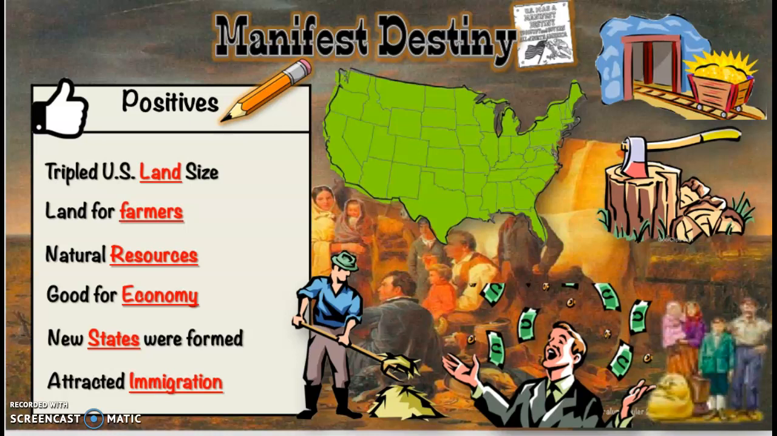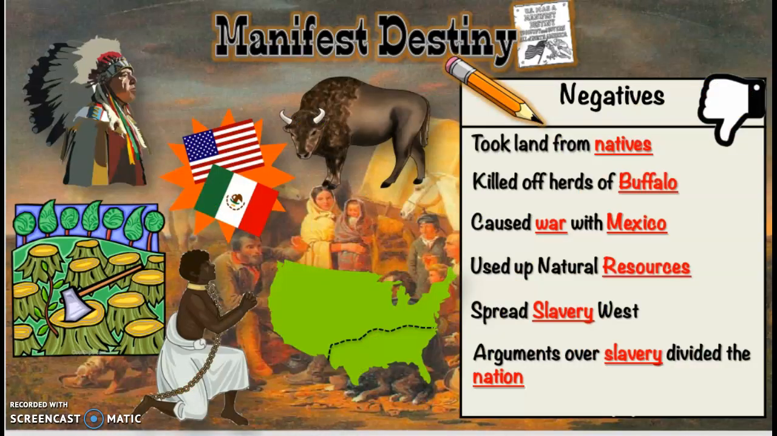Now, of course, with positives, generally there are negatives, and there certainly were some negatives to our expansion out west, including taking land from Native American tribes who had lived in this area for hundreds of years. We killed off herds of buffalo by the millions. We caused a war in our effort to move west. We declared war on Mexico to gain more land. We used up much of our natural resources very quickly without a thought of how to replace them.